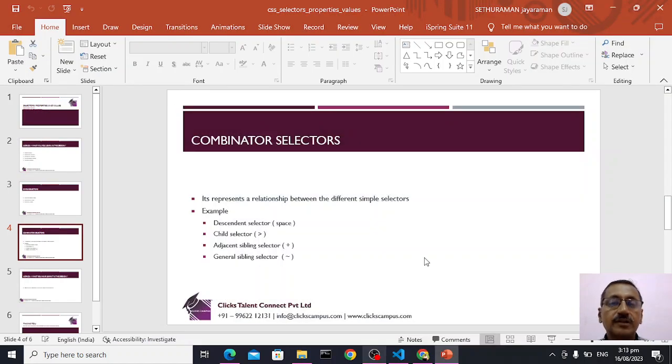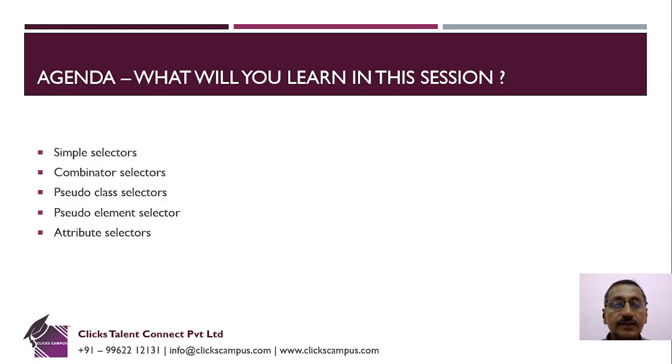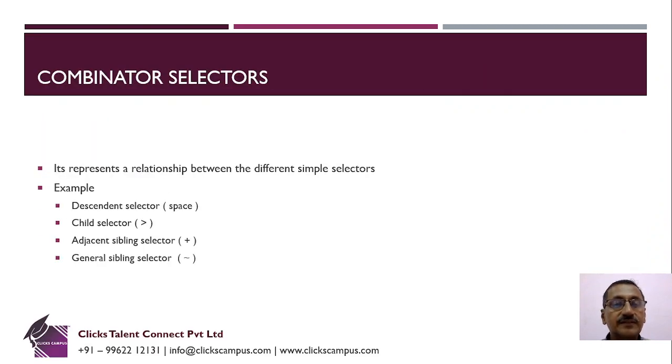We continue with our CSS selectors, and here in this demonstration we will be discussing combinator selectors. So what is a combinator selector? You can see this is called a combinator selector, where we will be discussing the descendant selector, child selector, adjacent sibling selector, and general sibling selector. Fine. So what is a descendant selector?